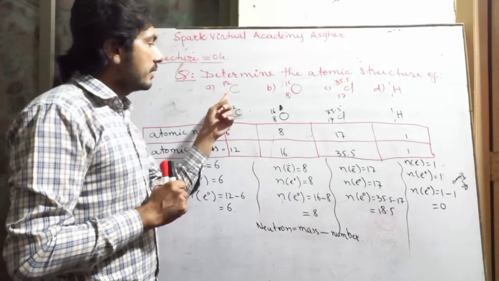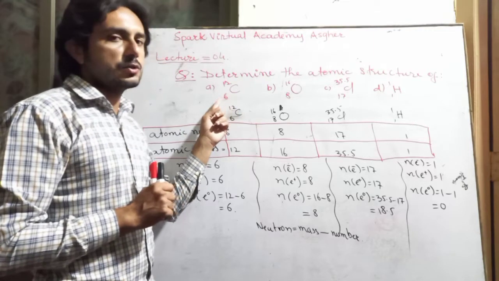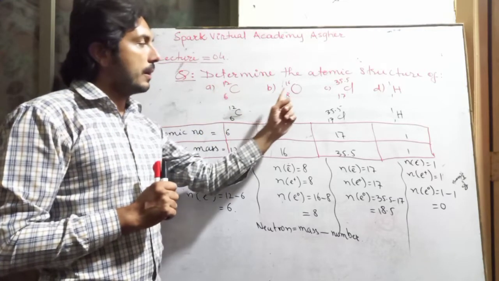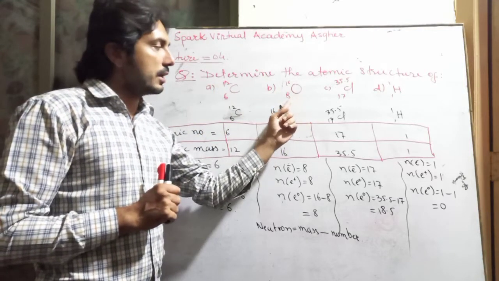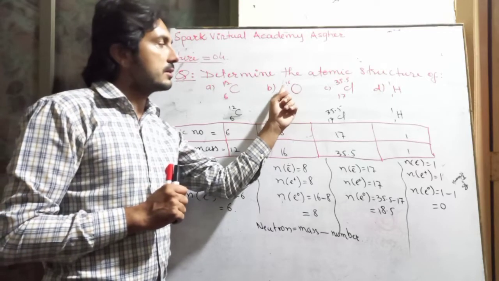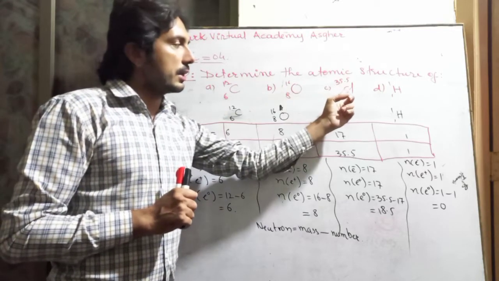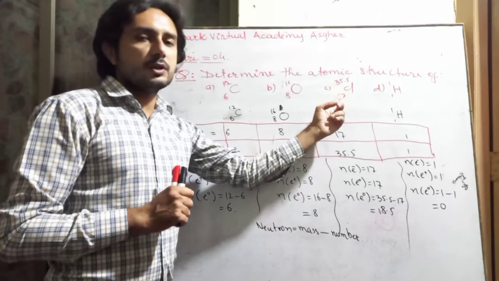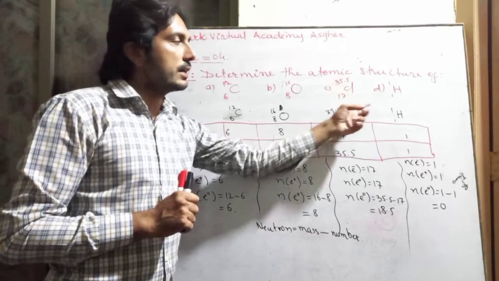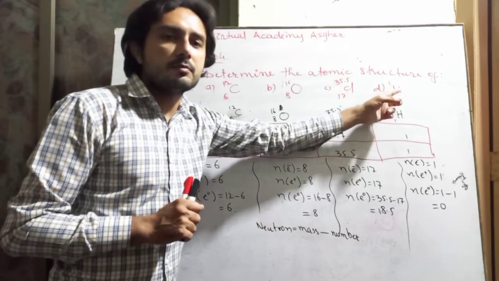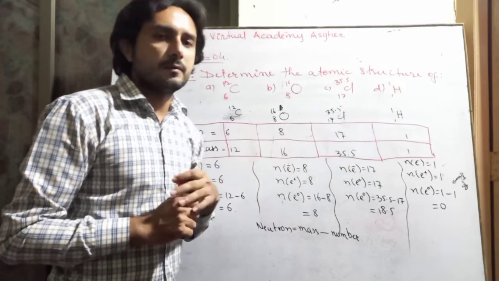So here you can see carbon: its atomic number is 6, while its atomic mass is 12. Oxygen's atomic number is 8, while its mass is 16. And in chlorine, the atomic number is 17, while its mass is 35.5. And in hydrogen, the mass and the number are both equal.